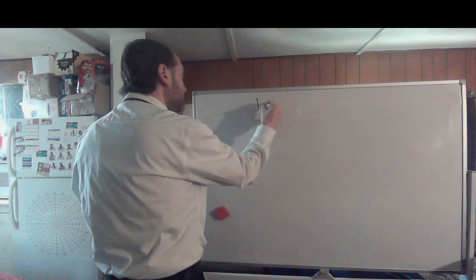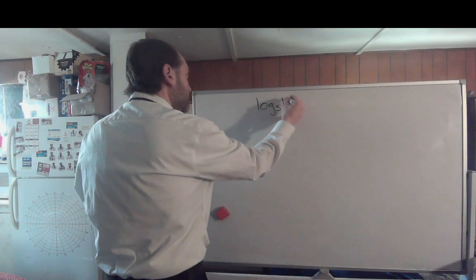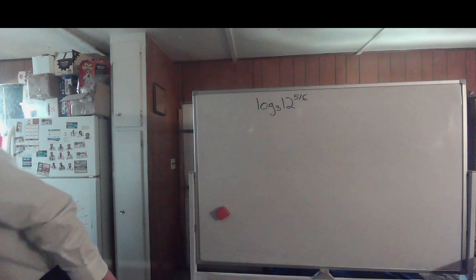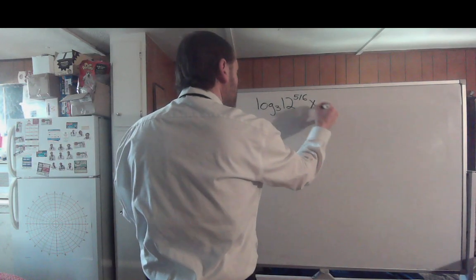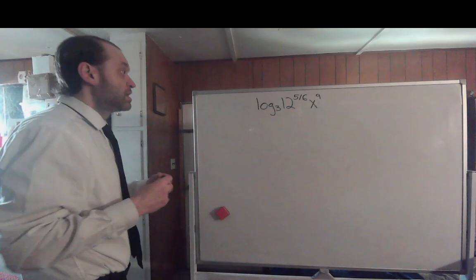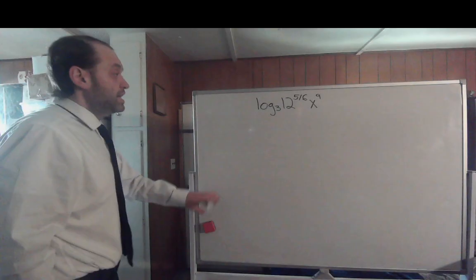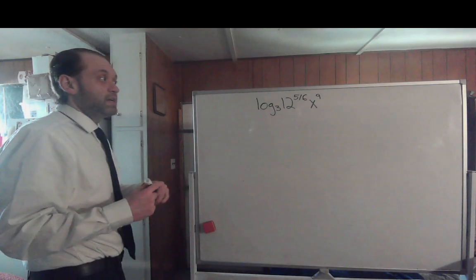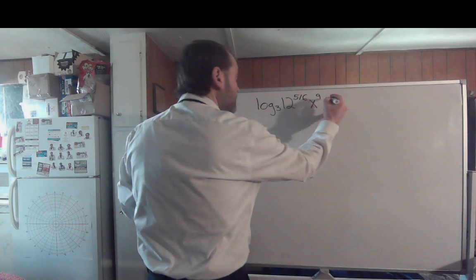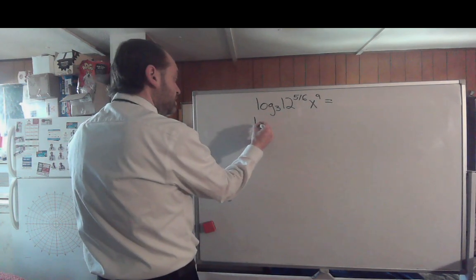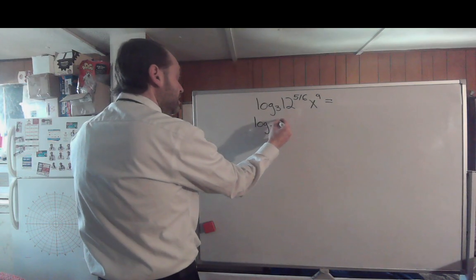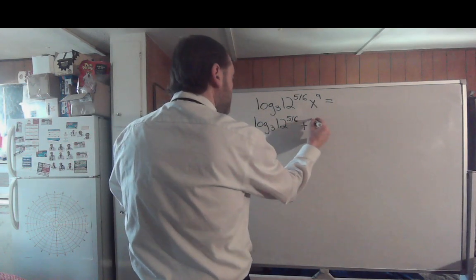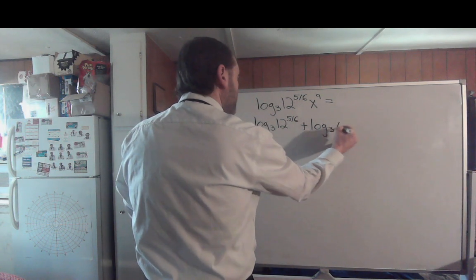Alright, let's see. Log base 3 of 12 to the 5/6 times x to the 9th. So, we have log base 3 of 12 to the 5/6 power times x to the 9th. Well, first let's deal with the product, right? This is going to be log base 3 of 12 to the 5/6 plus log base 3 of x to the 9th.